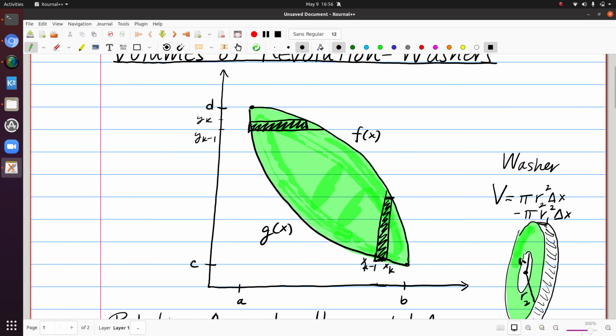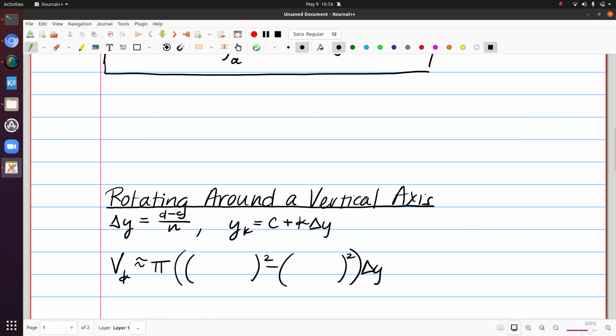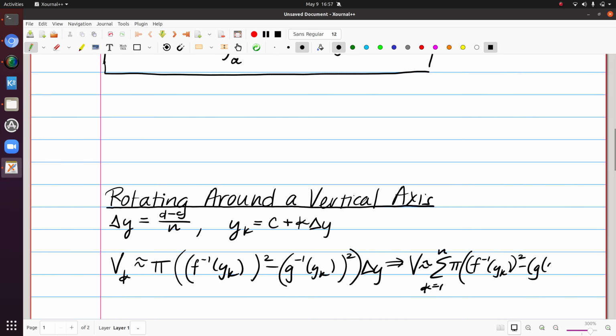Now, because we're going to integrate with respect to y, we need to reinterpret these functions as functions of y. And then also focus on which one's further away from the axis of rotation. In this picture, the f function is again also further away from the y-axis. So I'm going to write this then here as f inverse of y_k. And the inner radius then is g inverse of y_k. The approximation of the entire volume then would take the sum of these. Let's see if I can fit this. And then this is delta y.